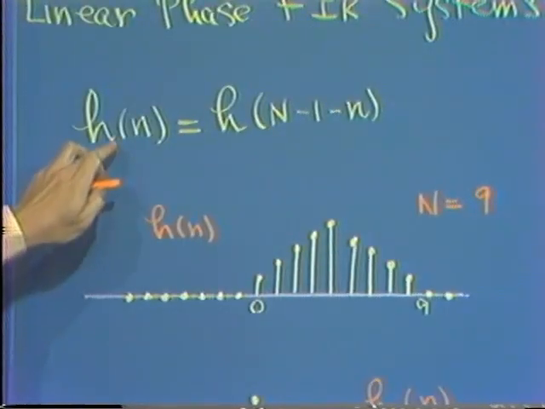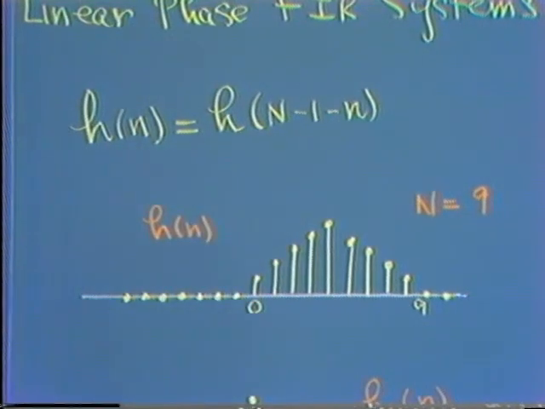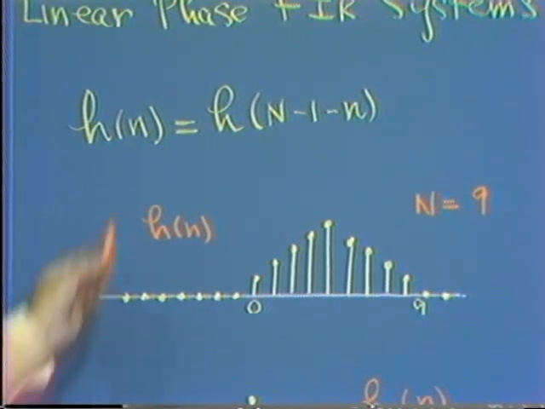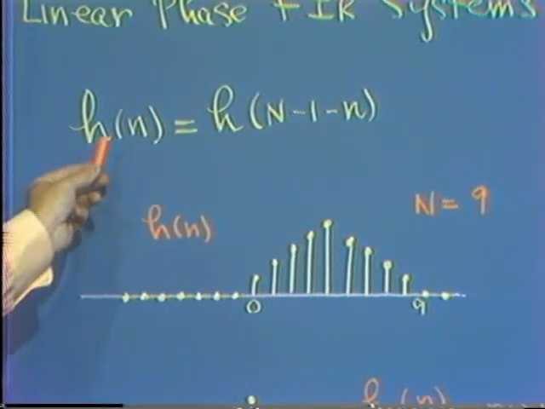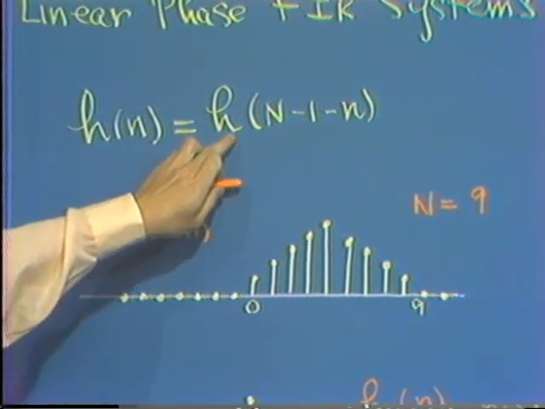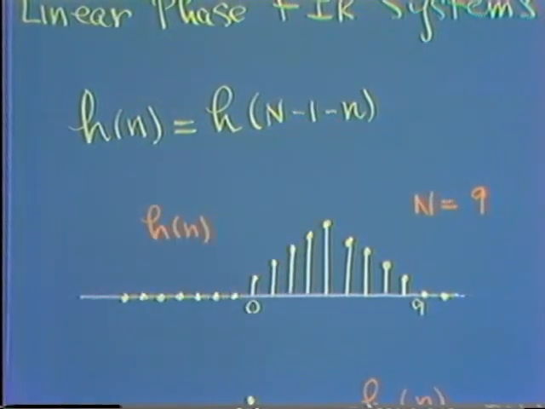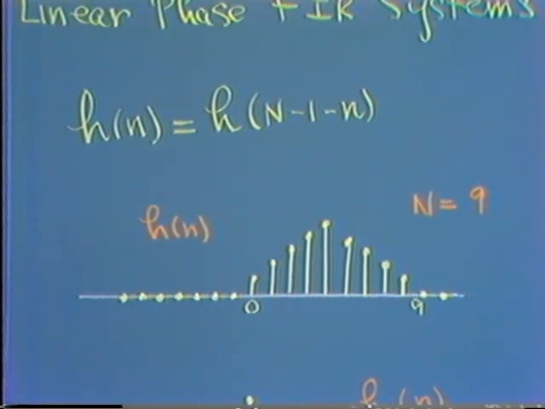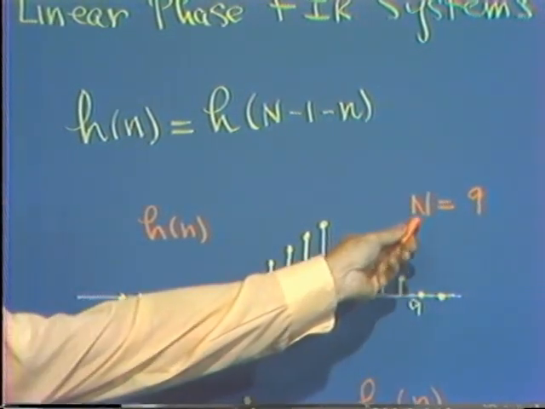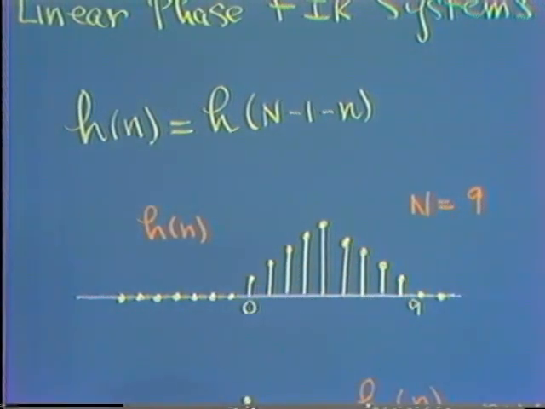In particular, a linear phase finite impulse response system is one for which the values in the unit sample response satisfy a certain symmetry condition, namely the symmetry condition as I've indicated it here, h of n equal to h of capital N minus 1 minus little n, where capital N is the length of the finite length impulse response. For example, a linear phase FIR impulse response, as one example, might look as I've indicated it here, where I've drawn it for capital N equal to 9.